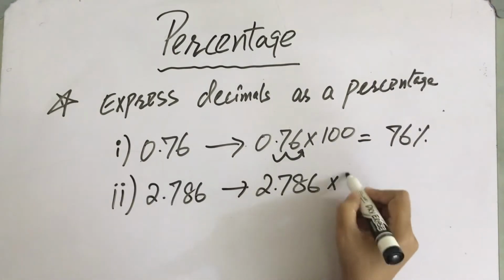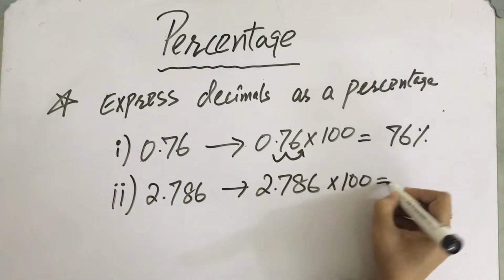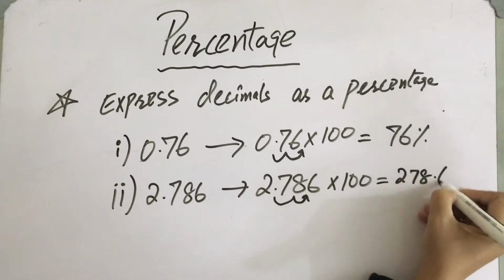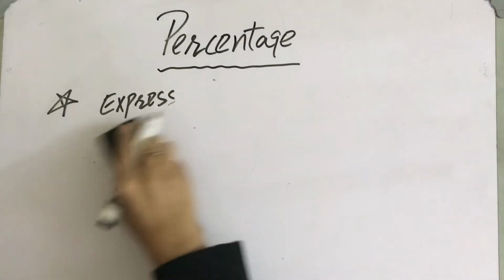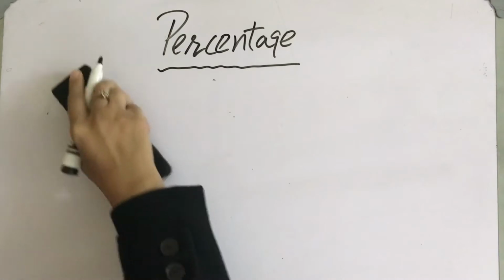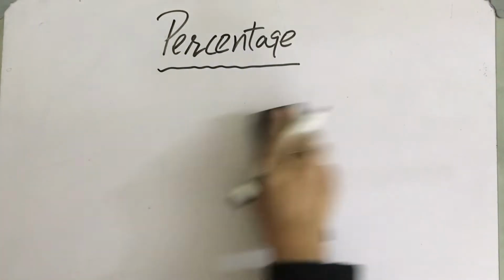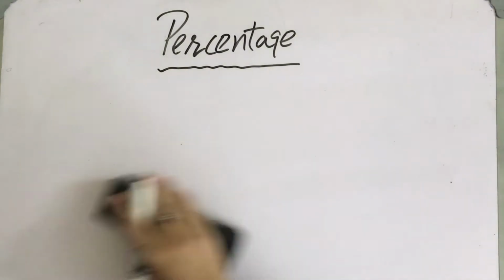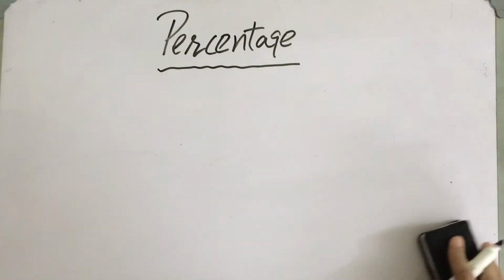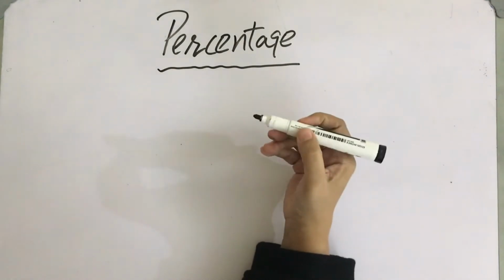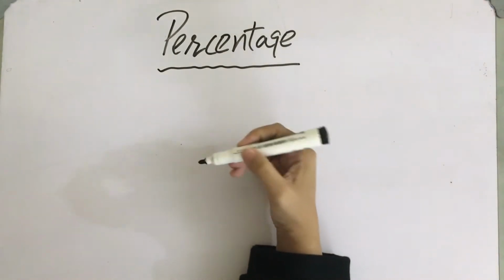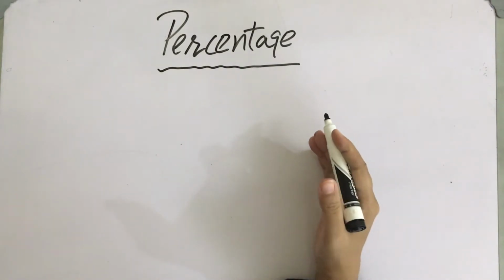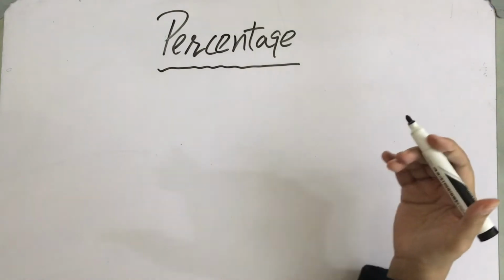To convert it into percentage, multiply by 100, so my answer will be 278.6%. So we are on this conclusion that if we are given a fraction or decimal and we have to give our answer as a percentage, we have to multiply with 100. But if the percentage is already given and we have to give our answer in fraction or decimal, we have to divide by 100 to remove the percentage sign and bring it into a fraction or a decimal.